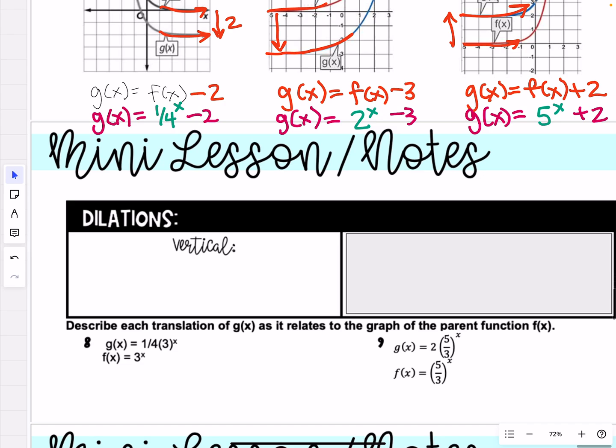All right, dilations, vertical dilations. This is going to be y is equal to a times f of x. Okay, and so we're looking for that multiplier, right? If a is larger than 1, we have a vertical stretch. And if a is less than 1 but larger than 0, we have a vertical shrink.